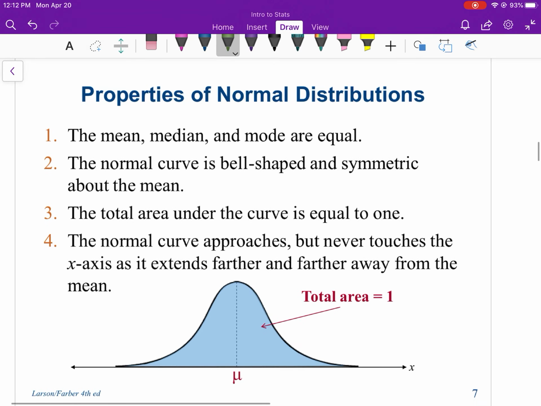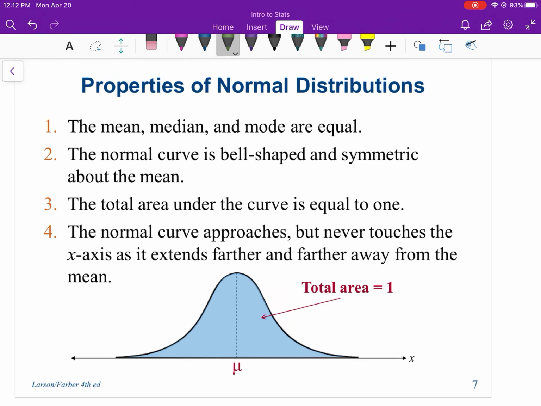All right, we've had this slide already before too. We know that the total area under the curve is 1. We know our curve is bell-shaped and symmetric. I should back up. Number 1, the mean, median, and mode are equal. And then back to number 4, this curve approaches the x-axis on both sides, but it never crosses below, and so forth.